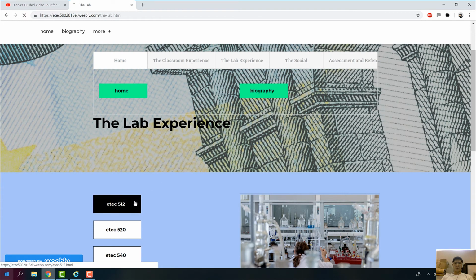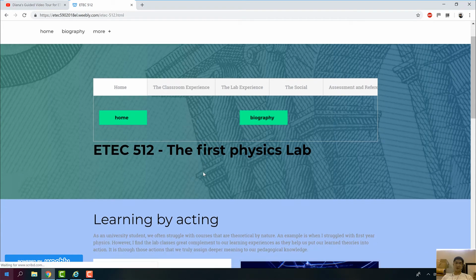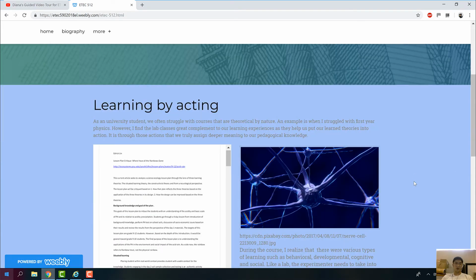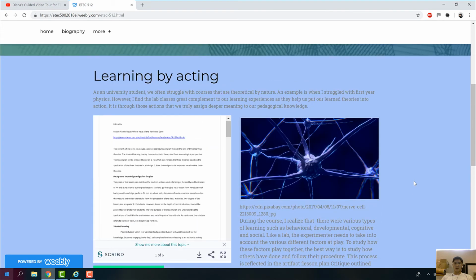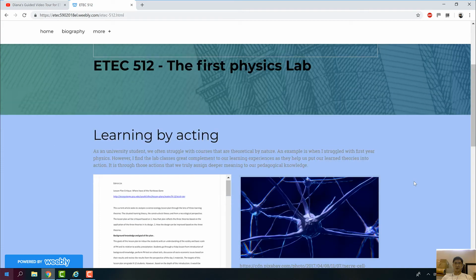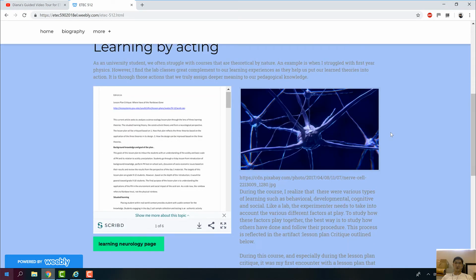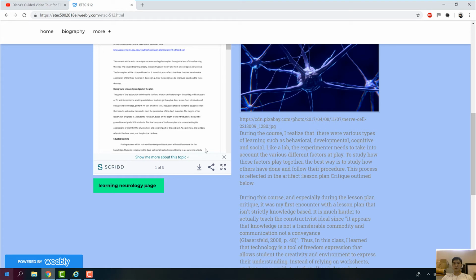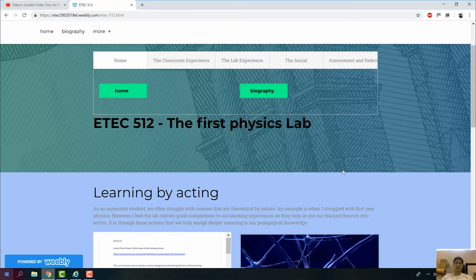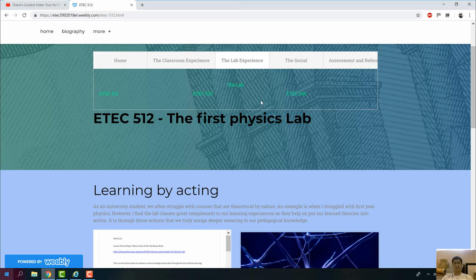As we go on the very first class, I represent as the first physics lab where we learn by doing, we learn by acting, we learn by trying out different things. In this class, a lot of time was spent creating and understanding and imitating previously done lesson plan, and where the lesson plan critique becomes a major focus for the entire class, as well as a link to a learning neurology page where a couple of classmates had created a Weebly website focused on understanding the neurology and biology behind learning, which helps play into my forte.